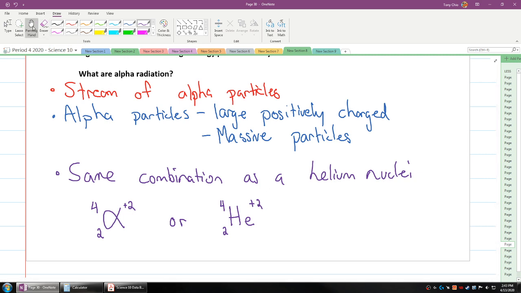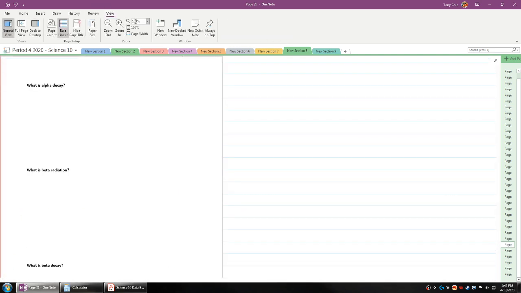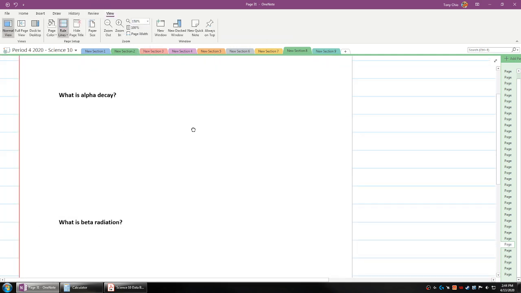Now, due to the size of alpha particles, they are slow moving and cannot penetrate through many objects. Thus, they are not that energetic and they don't do as much damage. So how does that work when they decay? What happens during this alpha particles? Where does it come from? Well, an alpha particle comes from alpha decay.